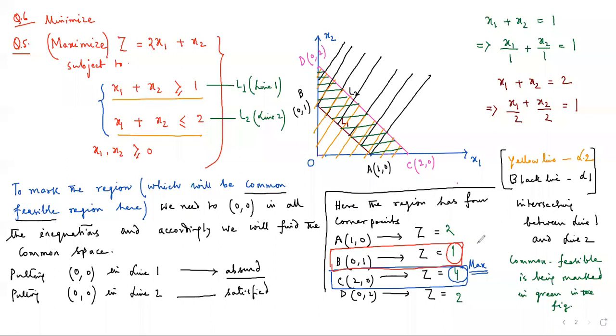This is for question number 5, not question number 6. This answer which I have marked is for question number 5, and this answer which I'm writing is for question number 6. In this case, the minimum value is 1, and the value of x1 is 0 and the value of x2 is 1. So same problem, minor change, two different solutions.